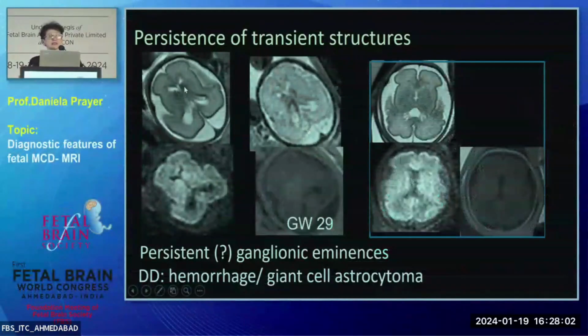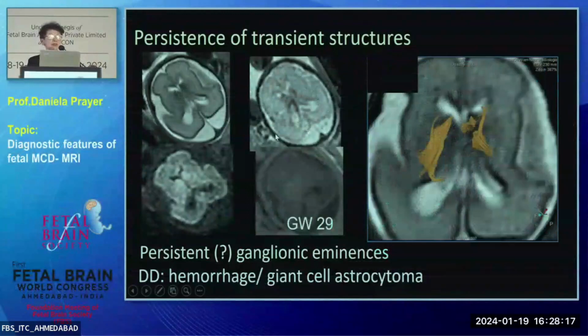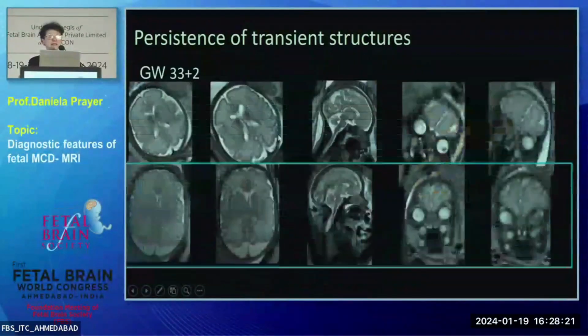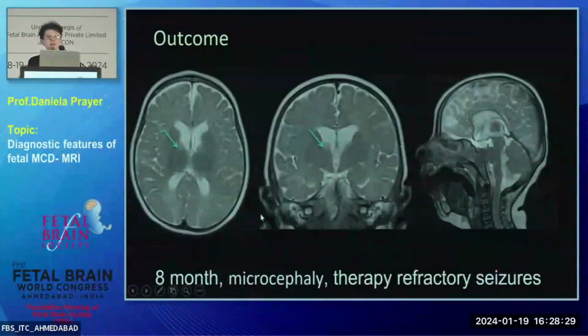This is a case in gestational week 29. You see the germinal matrix is still there. It should not be there because the normal fetus on the right side doesn't have it. But is it really the ganglionic eminence, or is it a giant cell astrocytoma? Is it hemorrhage? Well, when you perform tractography, you can prove that it is really the ganglionic eminence. And this is, again, this fetus in gestational week 32 compared to a normal case.